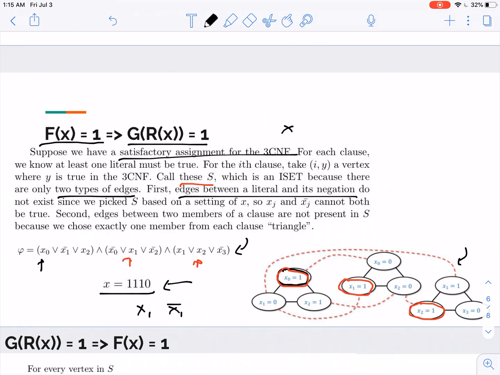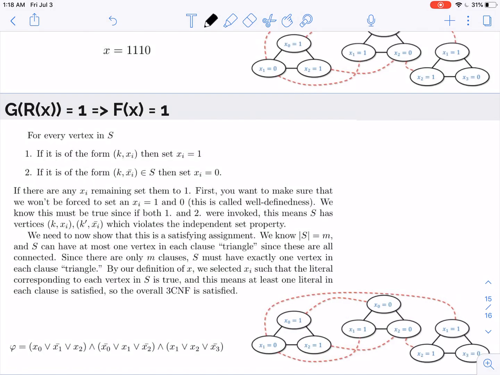Second, the other type of edges that we added, which are in black here, are between two members of the same clause. But remember, the way we constructed S was by going through each clause and taking exactly one vertex in each clause. Since there's one vertex from each clause, there are no edges between elements of the same clause either. So this is an independent set. That's the proof of the forwards direction. Now let's do the backwards direction.